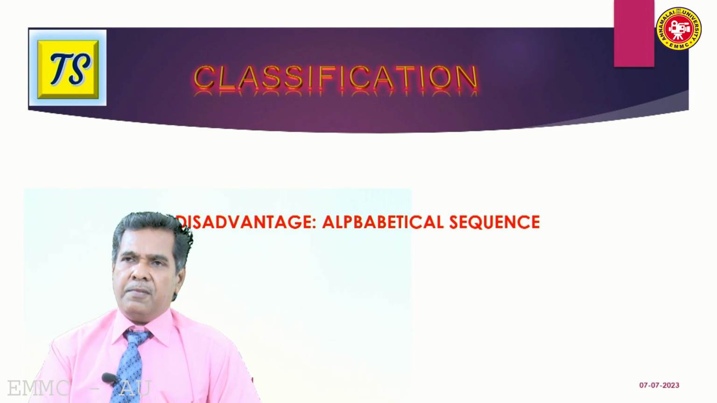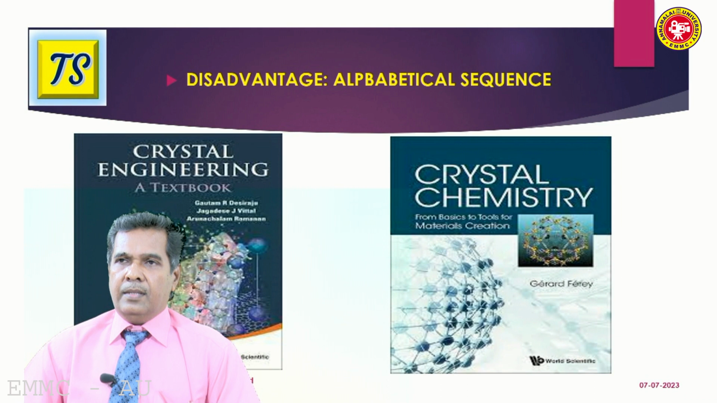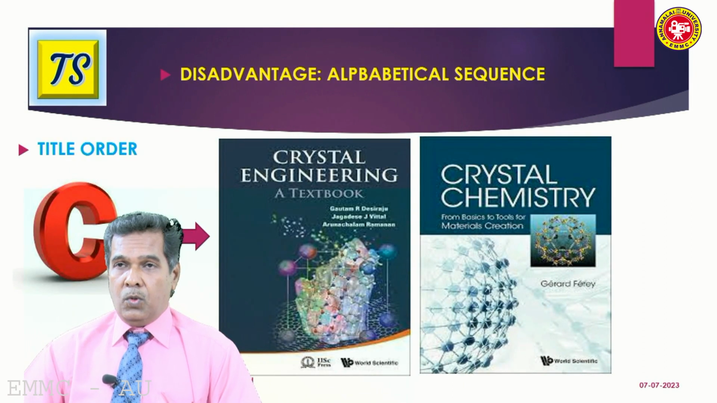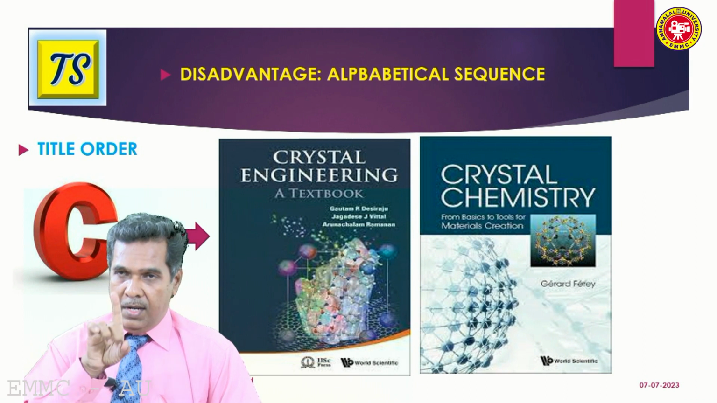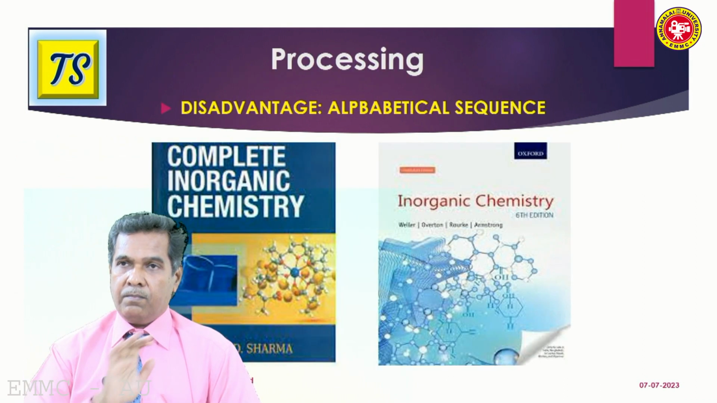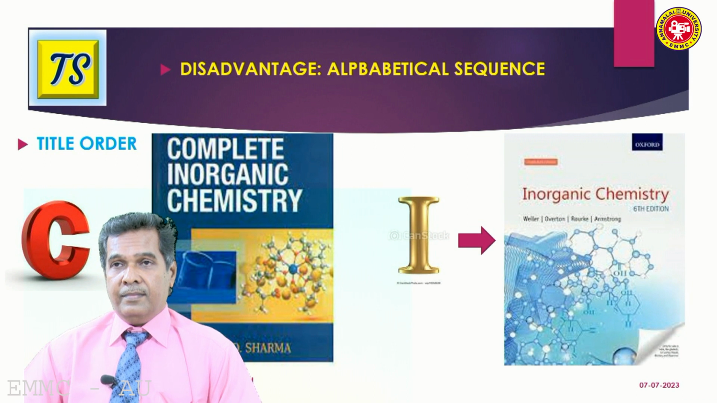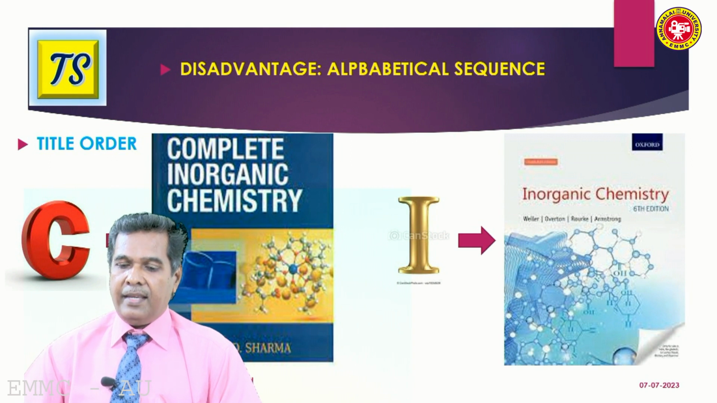See the disadvantages of alphabetical sequence. Two documents belonging to different subjects, crystal engineering and crystal chemistry. If the alphabetical system is followed, both documents will be grouped under one letter C. See another example, complete inorganic chemistry and inorganic chemistry. Both belong to the same subject, but if you follow the alphabet, complete inorganic will be placed under C, whereas inorganic chemistry will be placed under I. Not suitable for systematic arrangement of the documents in the library.